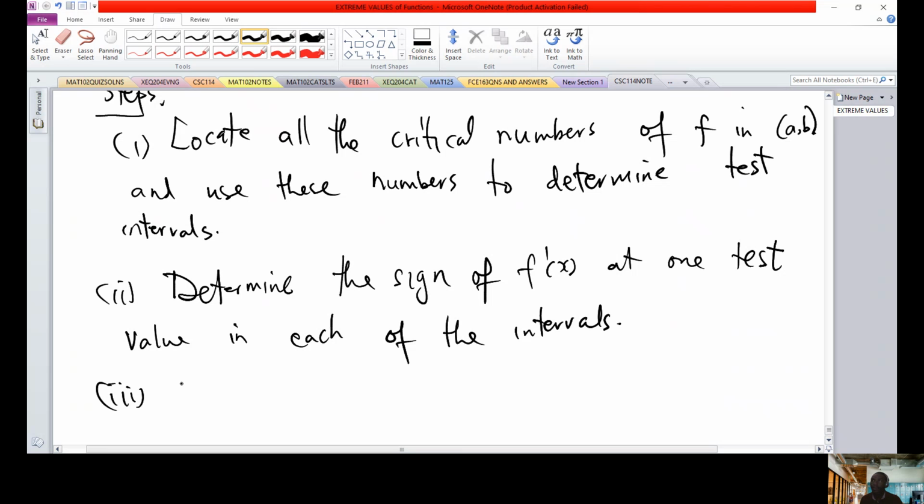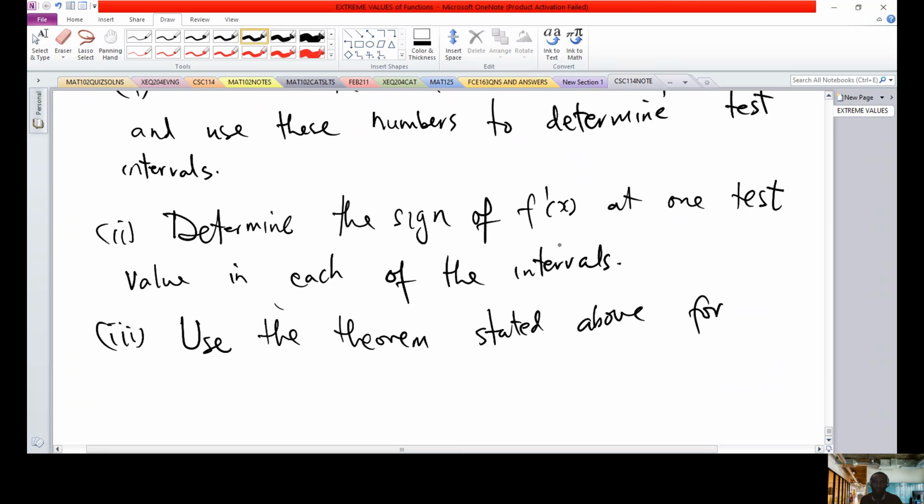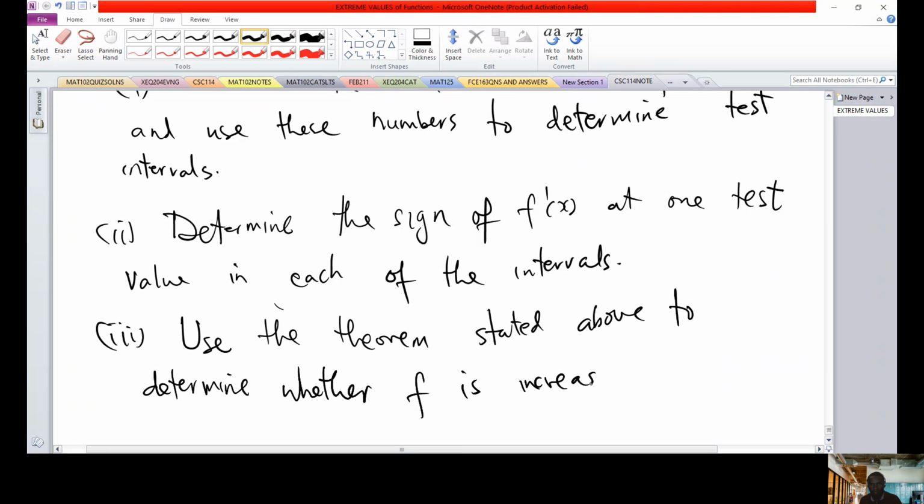Number 3, use the theorem stated above to determine whether f is increasing or decreasing on each interval.